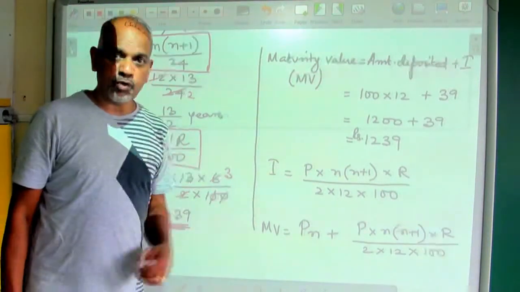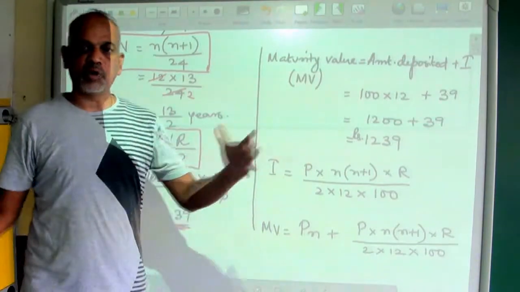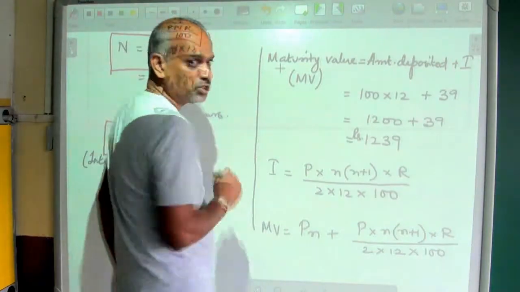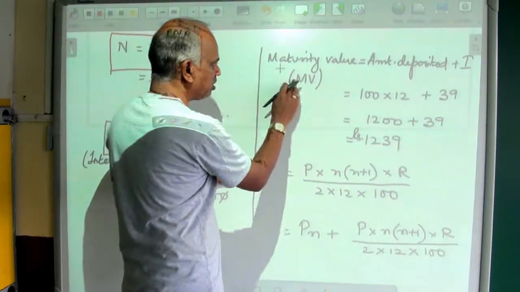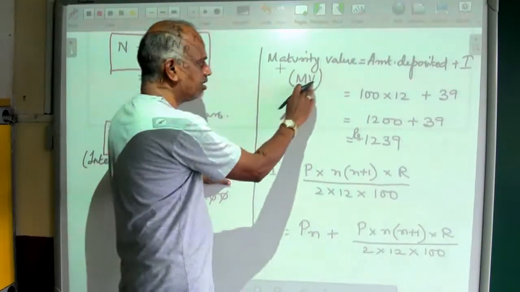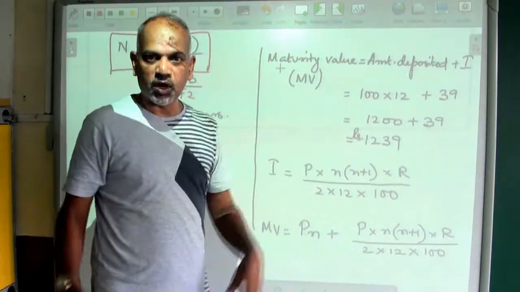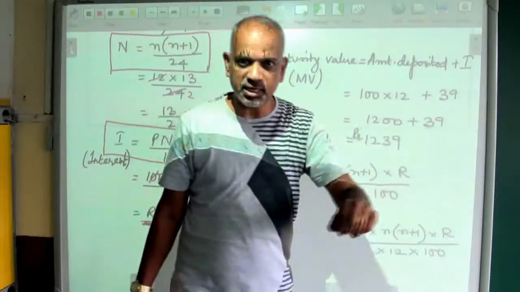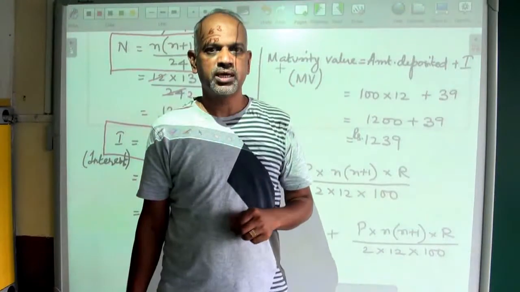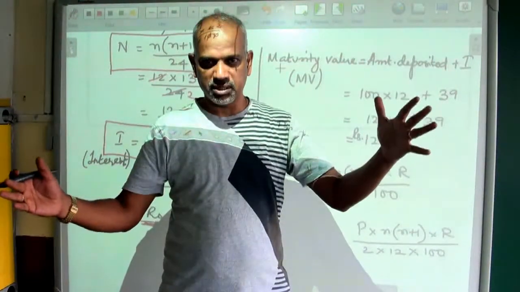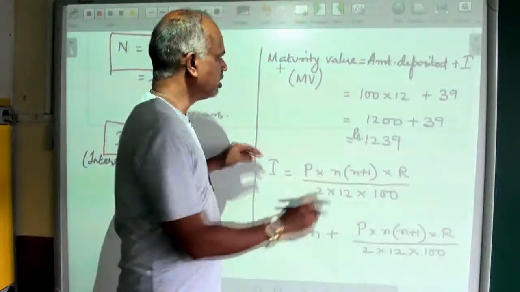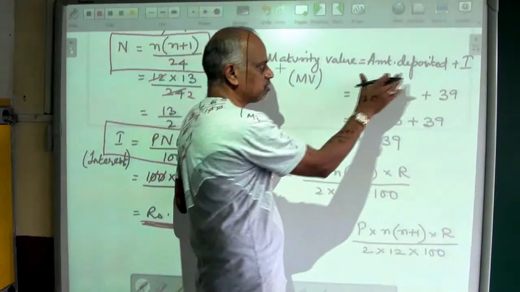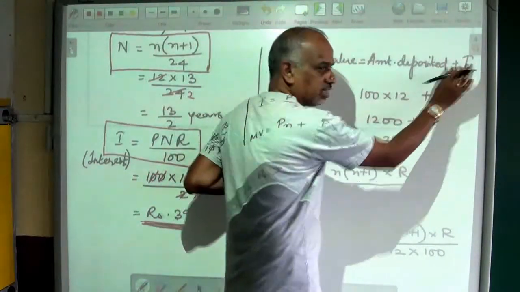Now, at the end of 1 year, as I told you, the amount that you are going to get together is called the maturity value, which in short is MV. Maturity value is the total amount that you are going to get. Now, what is this total amount? It is made of the amount that you deposited, that is every month you deposited 100 rupees, for 12 months. So maturity value consists of the amount deposited and the interest.